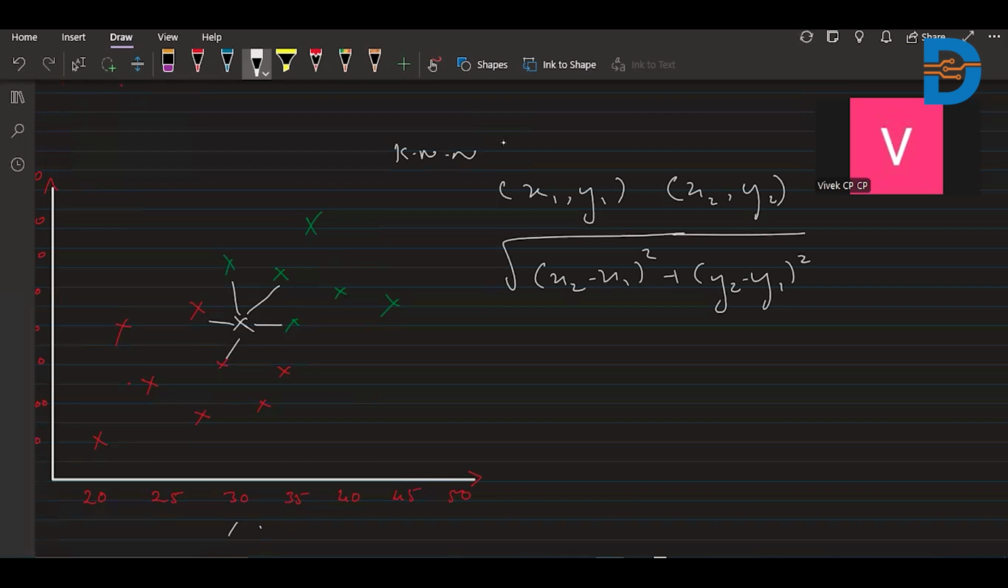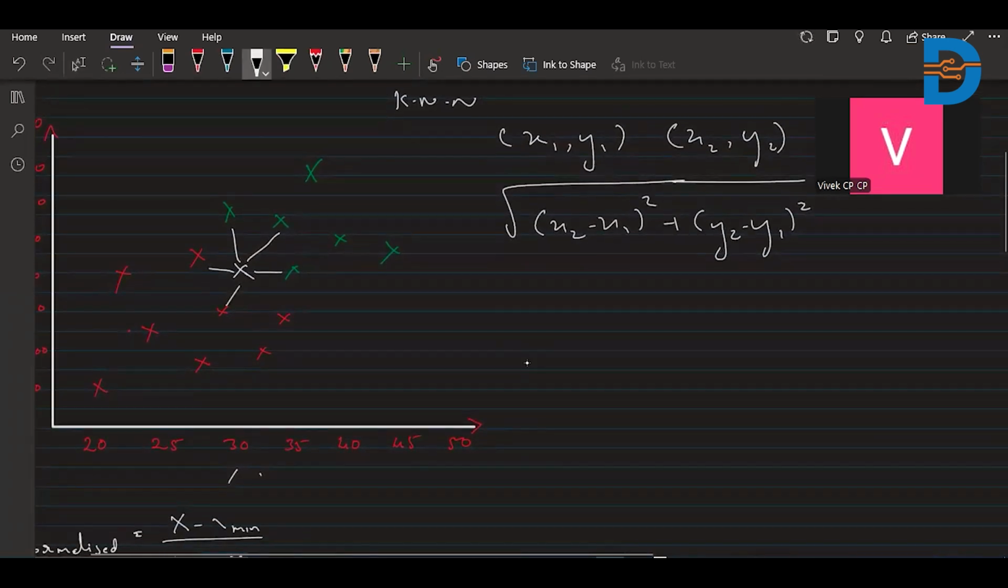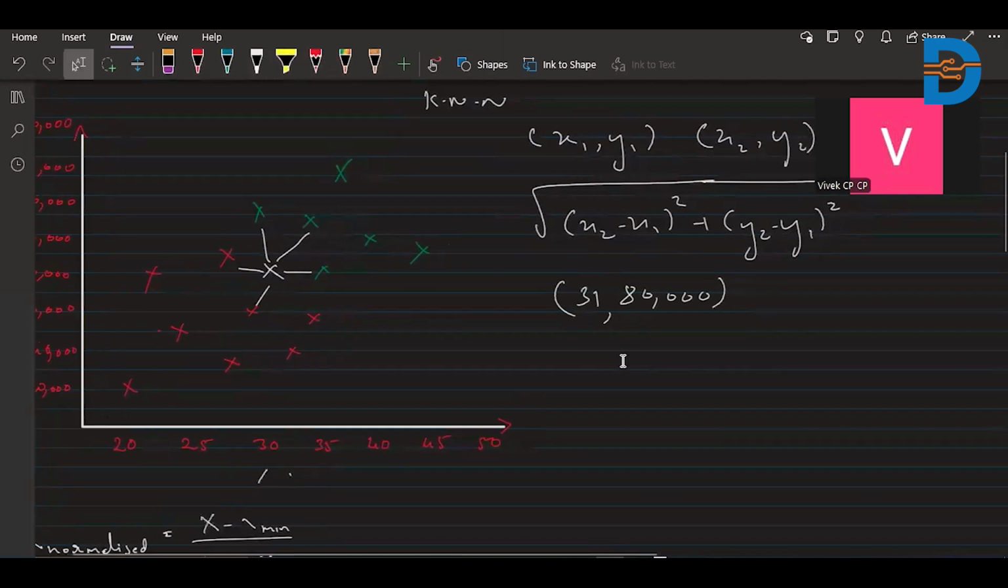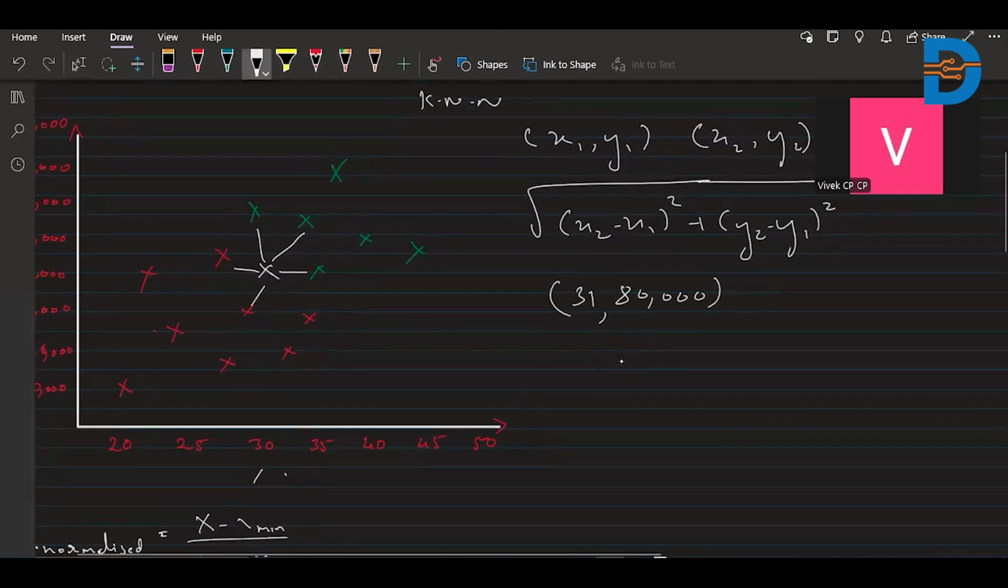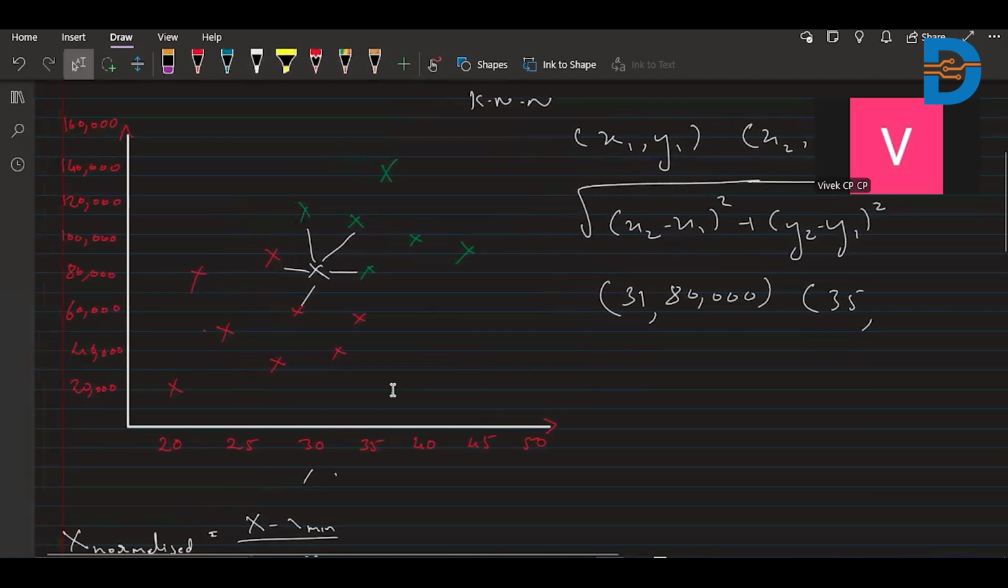Okay. Now we are approaching what actually the problem is, and it is going to become much more clear to you. Let's say I want to calculate the distance between our new point over here and this point. So let's try to approximate what the values are going to be. Let me say that this white point over here has an age of about 31, and the salary is about, let's say, 80,000. And the other point, this green point over here, let's say the age is 35, and the salary is again a bit 80,000 kind of a point.